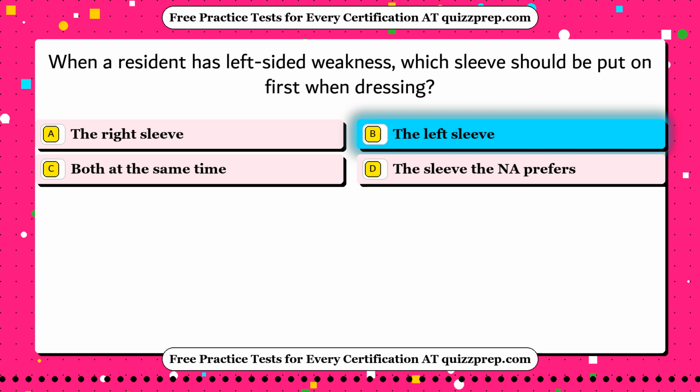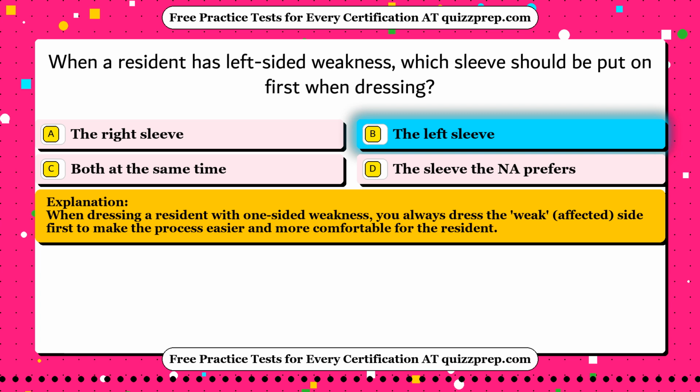The correct answer is Option B, the left sleeve. When dressing a resident with one-sided weakness, you always dress the weak, affected side first to make the process easier and more comfortable for the resident.